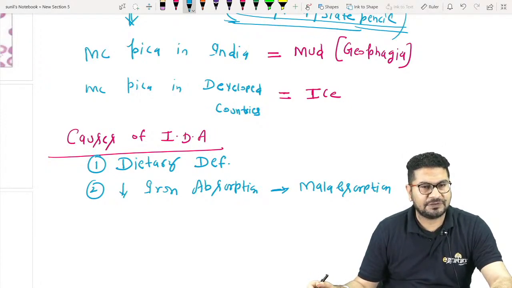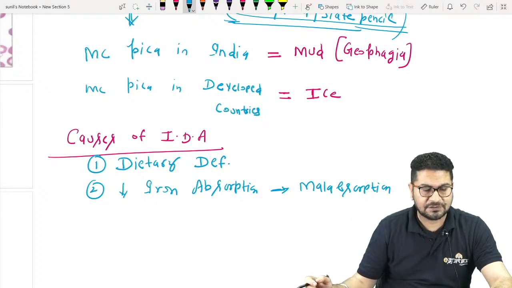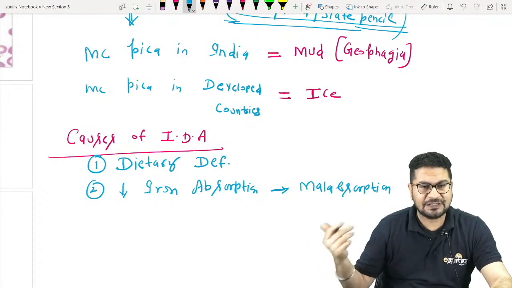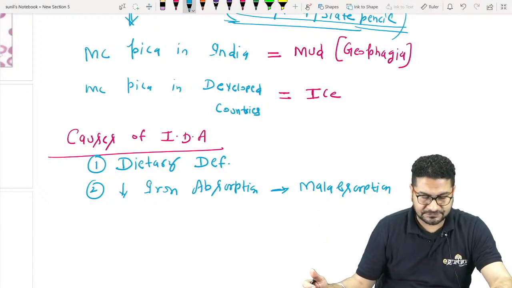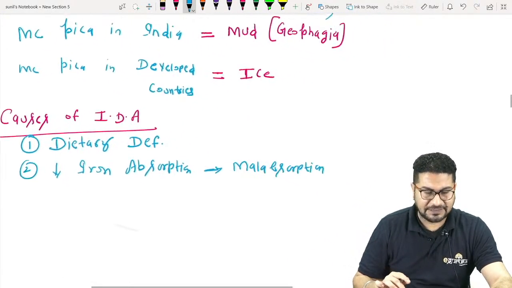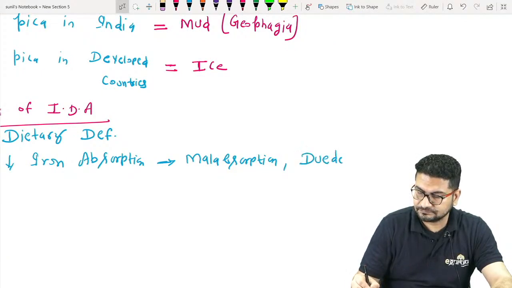So there is some problem in the duodenum. You are having ulcers in the duodenum, duodenitis, some worm infestation, celiac sprue. So you are having any condition that affects your iron absorption. Clear? So there can be decreased iron absorption like malabsorption syndrome, or duodenum infection. Any infection of the duodenum.